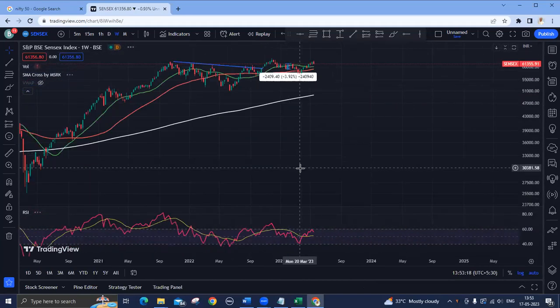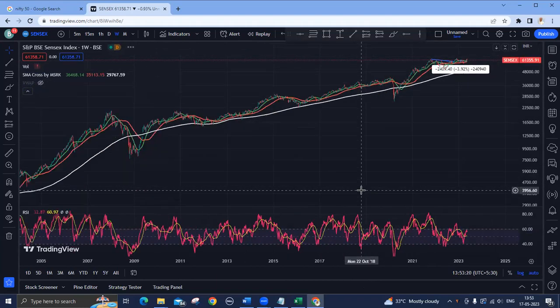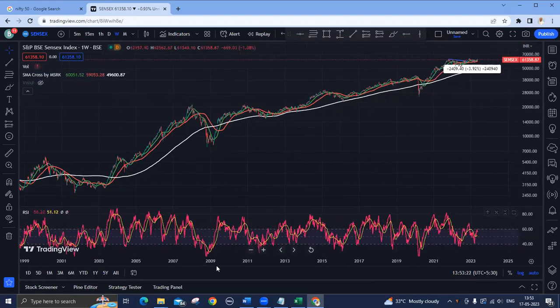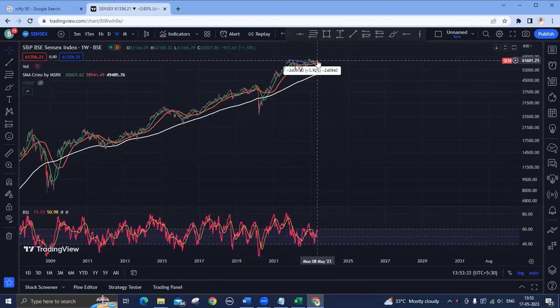Yeah, let me go back, sir. If you see here, when you have taken the plan, 2008, this is the time somewhere here. That time the Sensex was 16,000. From 16,000, it came to 61,000. You are right. Yes. Right.